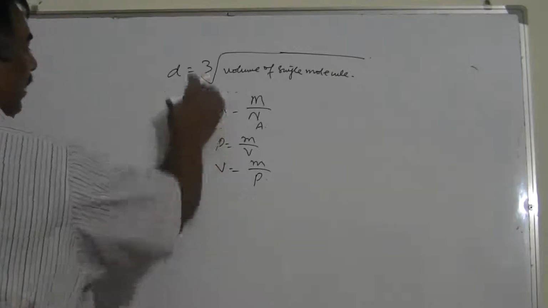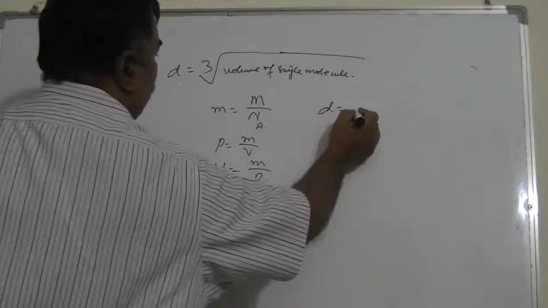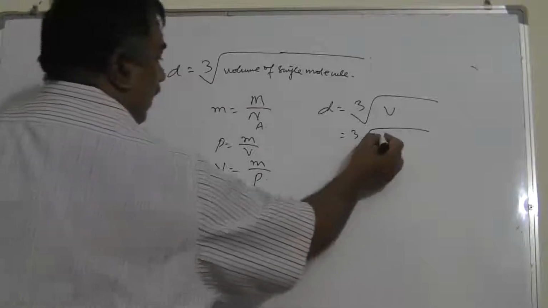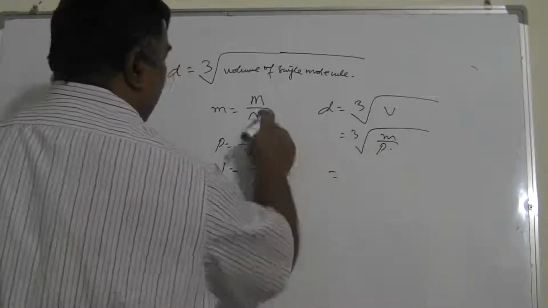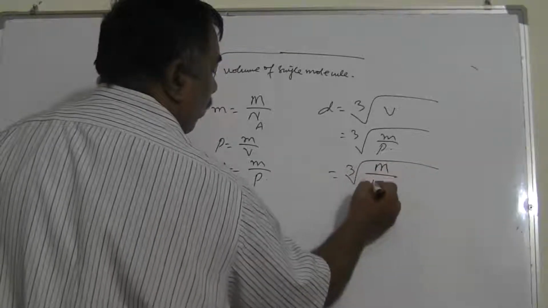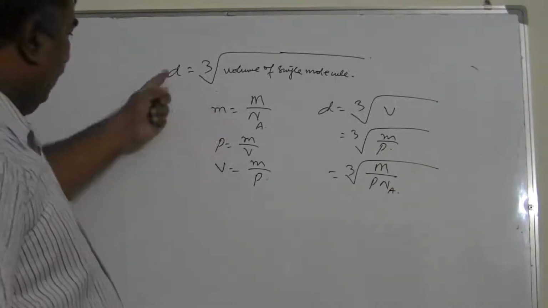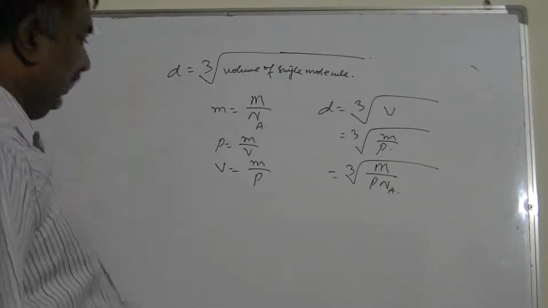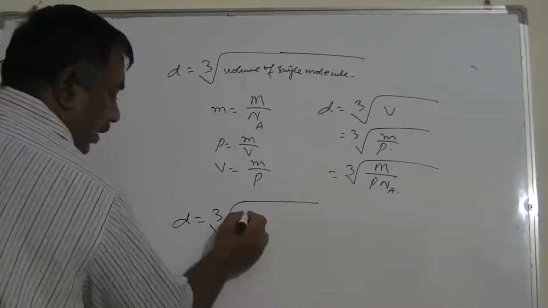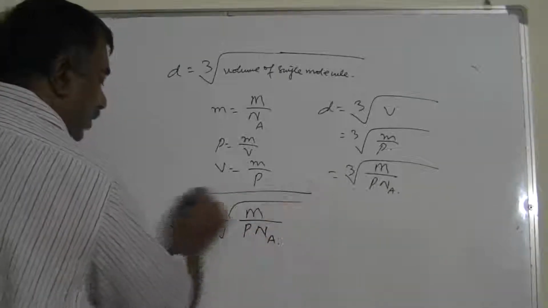By finding V, I can find the diameter. Suppose d is equal to the cube root of V, and V is m upon rho, and m is M upon Na, so it will be the cube root of M upon rho Na. So the diameter of a single molecule, or the spacing, can be found by the formula d = cube root of molar mass divided by density times Avogadro's number. This formula can also be used directly.